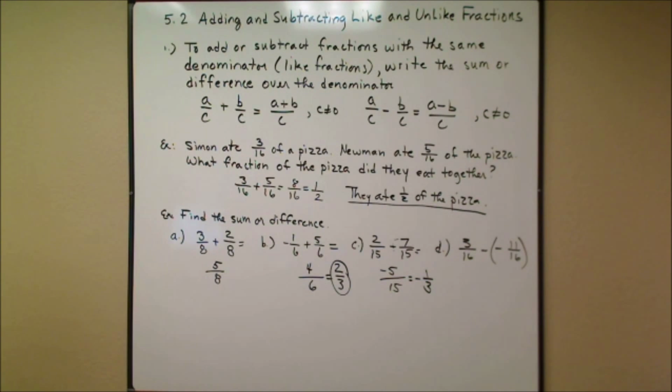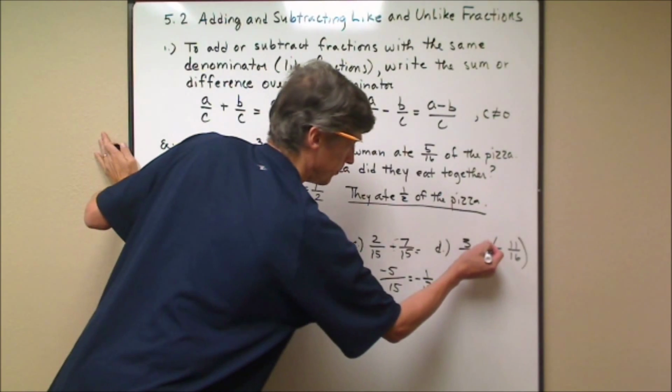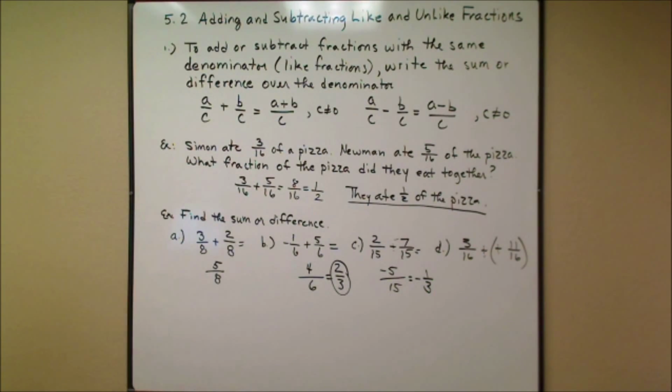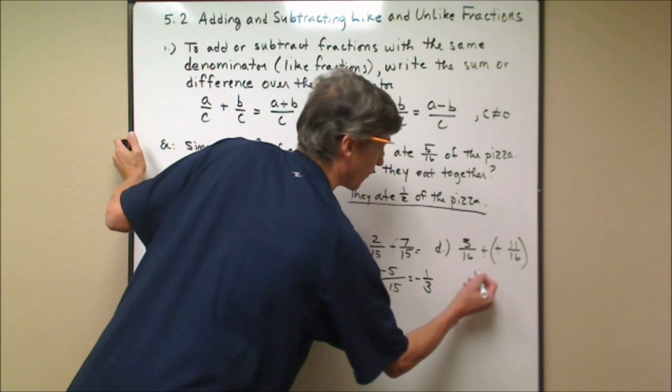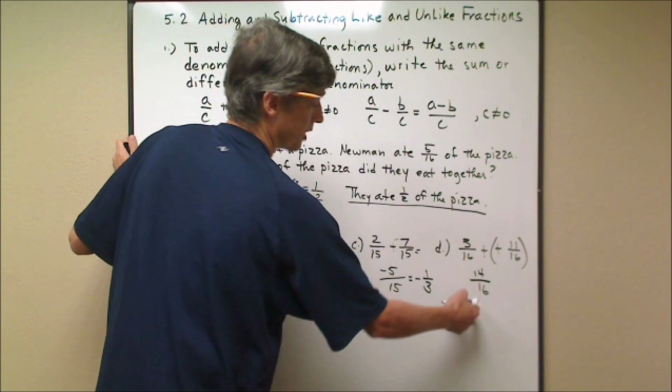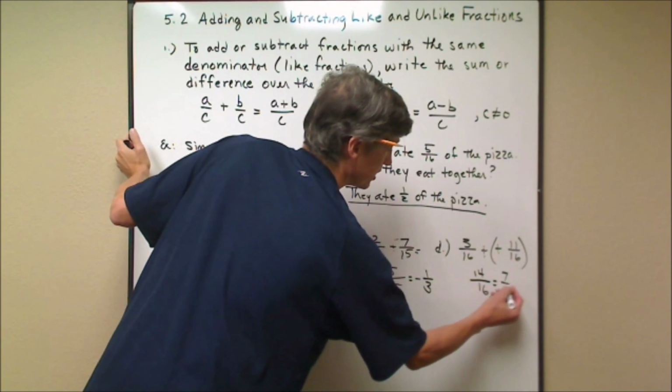My last example is another non-traditional subtraction because I'm subtracting a negative. So the first thing I'm going to do is change this to adding the opposite. And so now I have 3/16 plus +11/16. You add the numerators, that's 14, keep the same denominator. Another one that simplifies, divide top and bottom by 2, and I get 7/8.